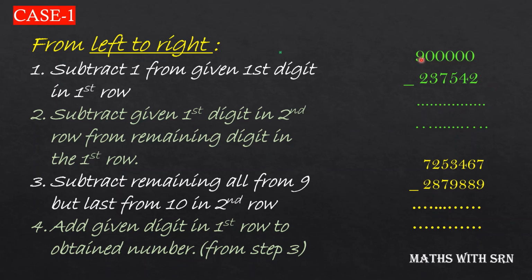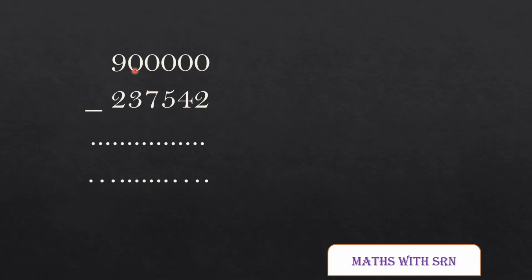For better understanding, we discuss these two examples. Friends, observe here: 9 lakhs minus 2,37,542. First of all, subtract 1 from the first left digit. Then subtract 2 from the remaining number. Yes, 9 minus 1 is 8, and 8 minus 2 is 6.